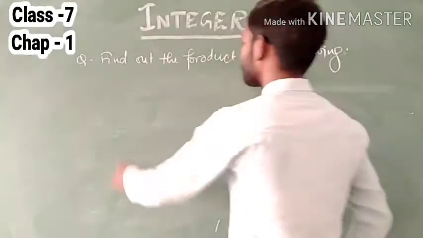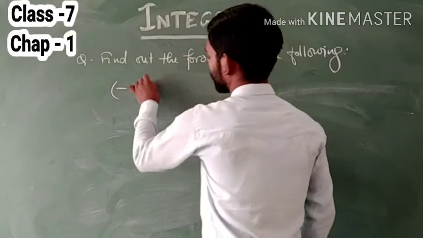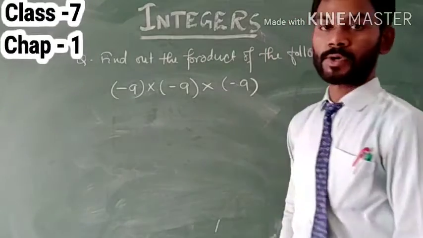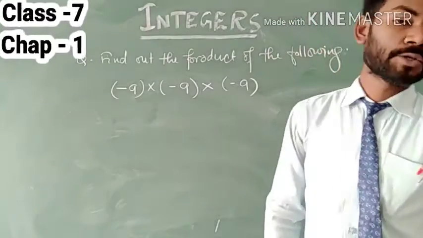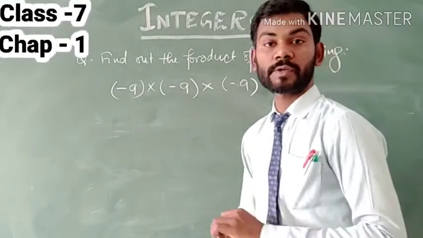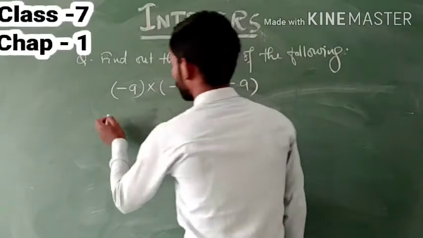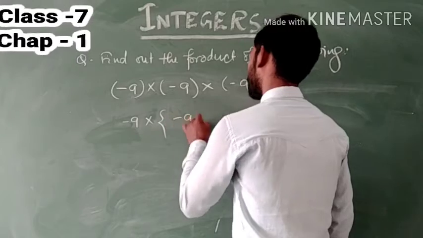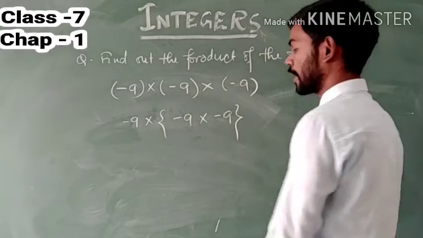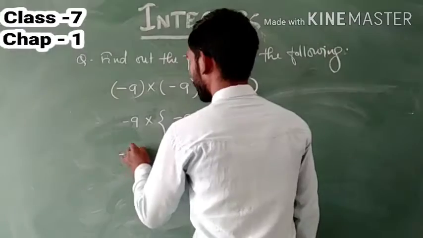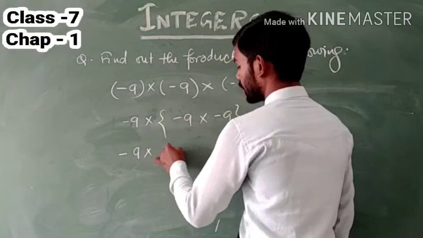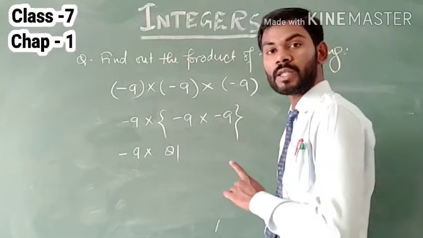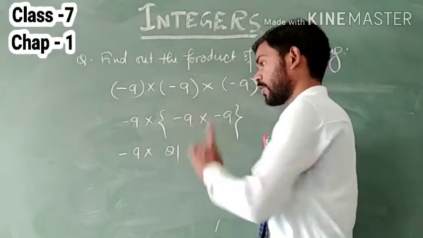The next question is very simple. Minus 9 multiplied by minus 9 and multiplied by minus 9. Okay, so we can use the property of associativity. Here we get minus 9 multiplied by minus 9, multiplied by minus 9. And here we get minus 9 multiplied by 81, since both integers are negative, therefore when they multiply, they become positive.